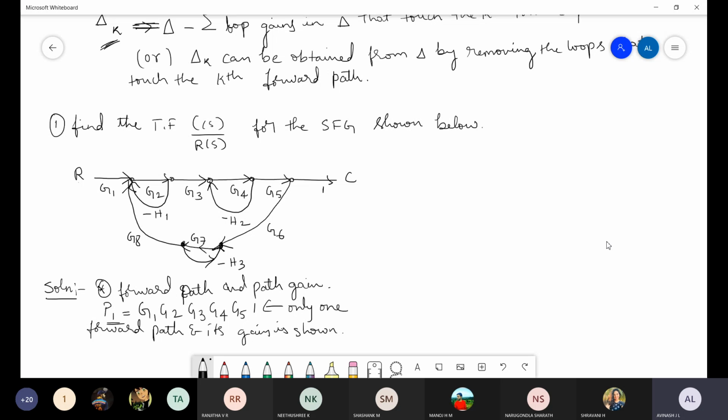Okay, next, after finding the forward path, we need to find individual loops. The second part of the solution is individual loops and loop gains. So in this particular given numerical, how many loops are there? What are the loops you can find out?